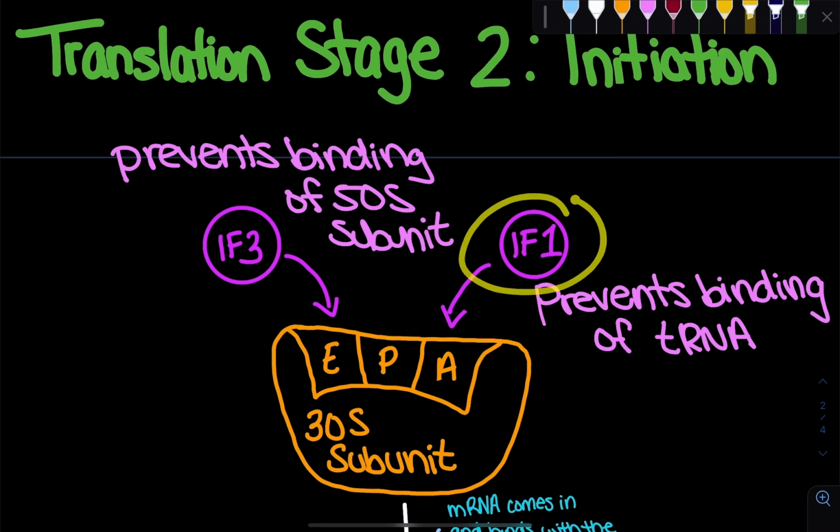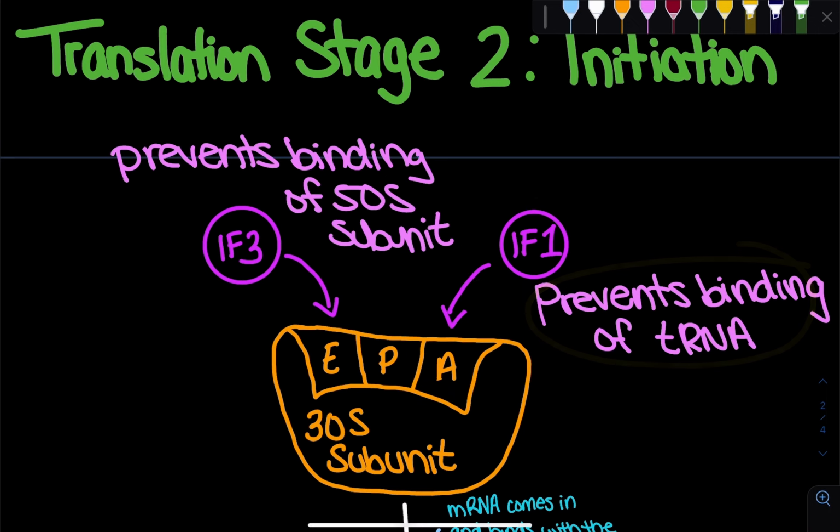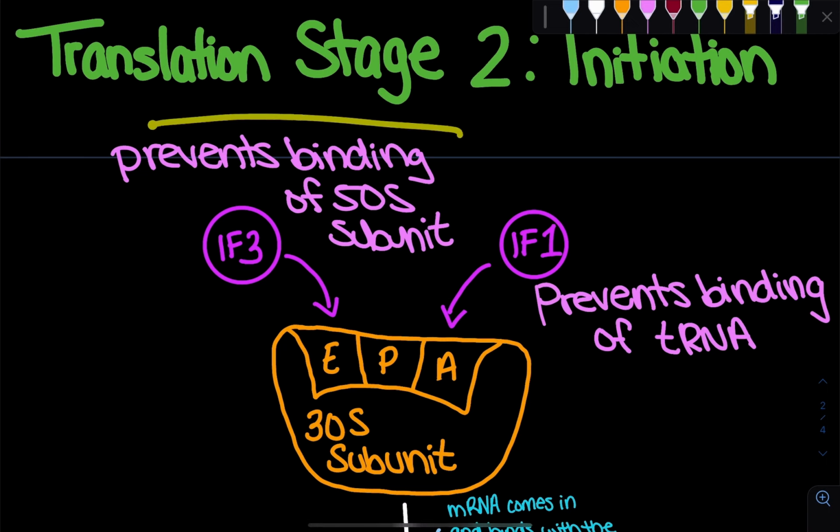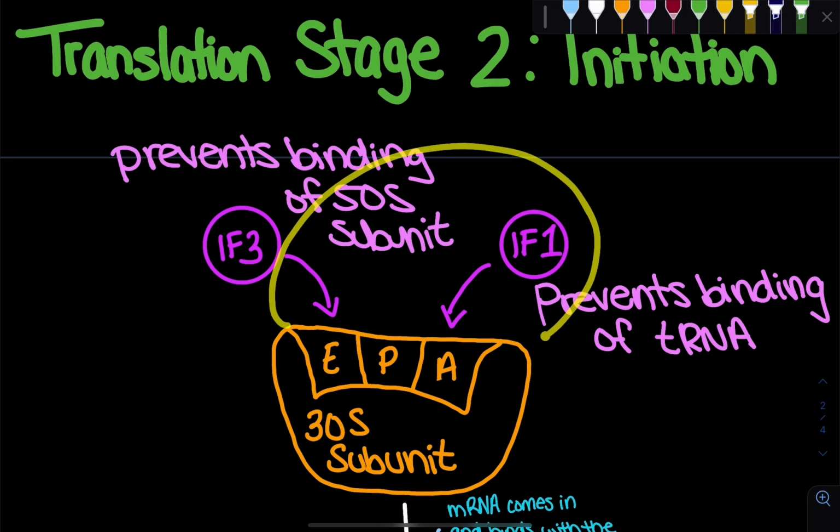So when IF1 binds to the A site, it will prevent the binding of the tRNA. And when IF3 binds, it'll prevent the binding of the 50S subunit, or that larger subunit that's going to go right over here.